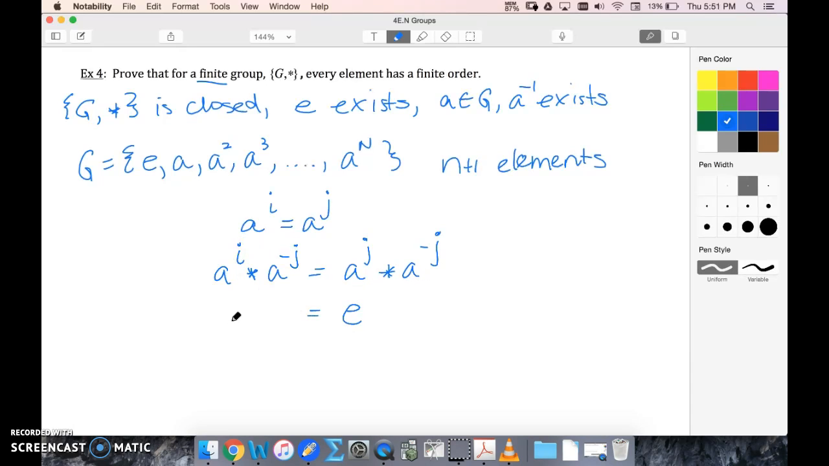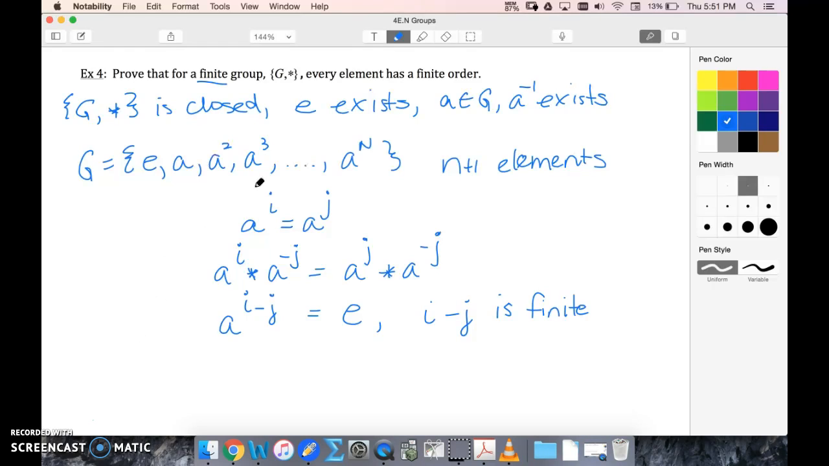And this is going to equal a to the i minus j power. Well, we know that i minus j is a finite number. So that means that every element must have a finite order. i minus j is finite, and further, we know that it's less than n. So we have that every element in a group is going to have an order less than or equal to the order of the group.